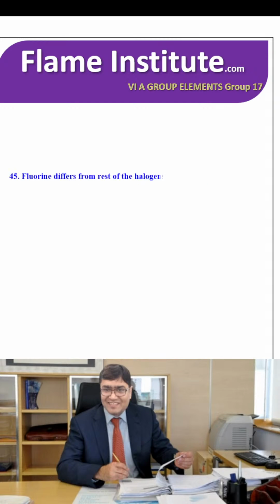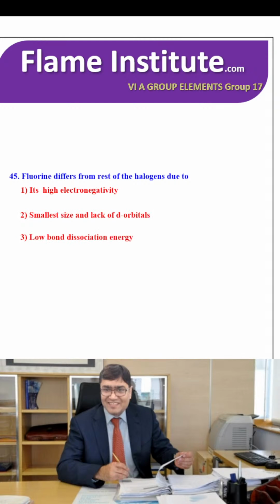Fluorine differs from the rest of the halogens due to its high electronegativity, small size or lack of d orbitals, low bond dissociation energy, all of the above. The right option is all of the above.